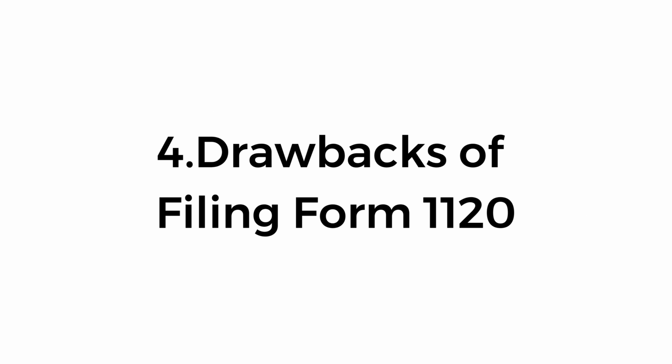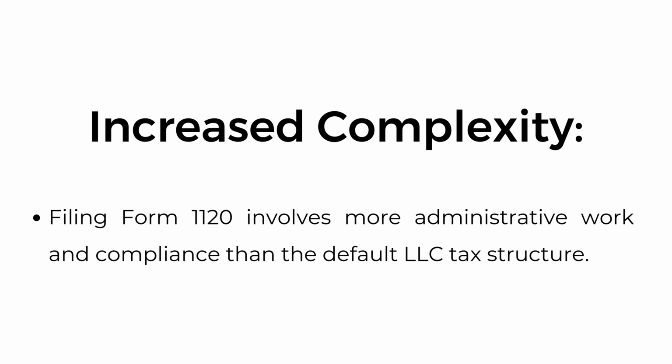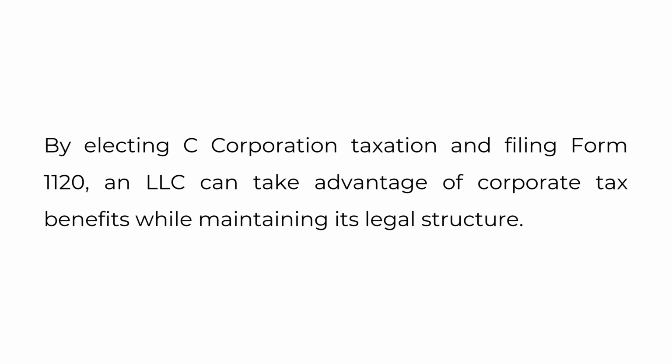4. Drawbacks of filing Form 1120. Double taxation: profits are taxed at the corporate level, and dividends distributed to members are taxed again on their personal returns. Increased complexity: filing Form 1120 involves more administrative work and compliance than the default LLC tax structure. By electing C corporation taxation and filing Form 1120, an LLC can take advantage of corporate tax benefits while maintaining its legal structure.